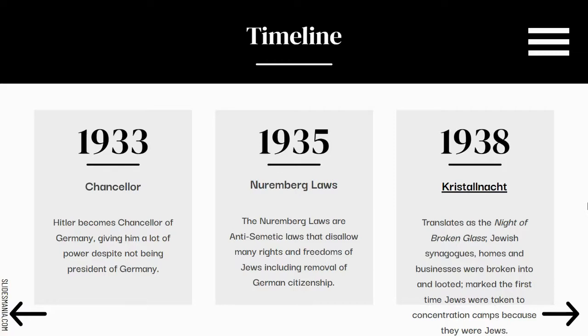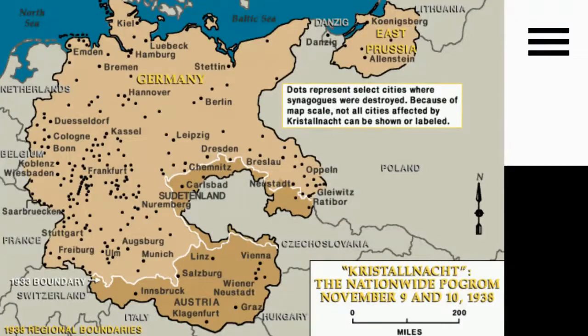This is the event called Kristallnacht, and it is a turning point because it is the first time that Jews, because they are Jews, are taken to concentration camps. Tens of thousands of Jews are taken. One or two quick things to point out about this map. This is a map of Kristallnacht, and you can see the dates are very concise, November 9th and November 10th. So this is a very short-lived event, but very devastating for Jews in Germany.